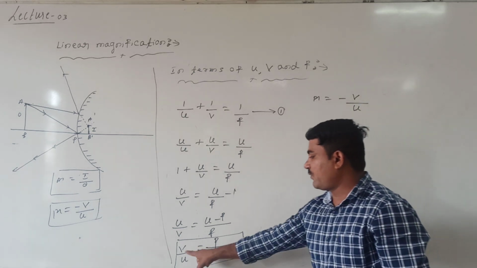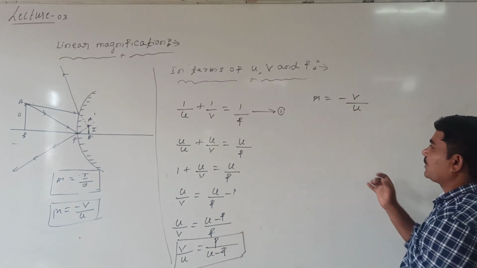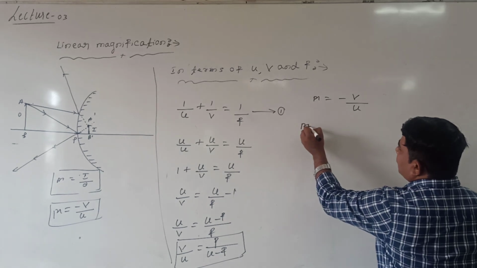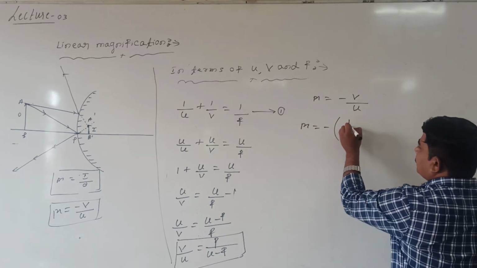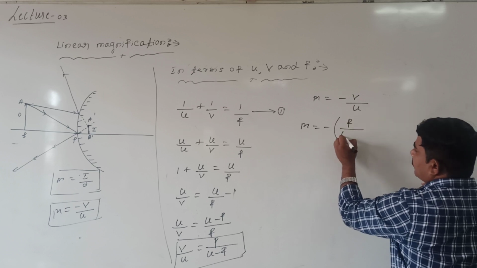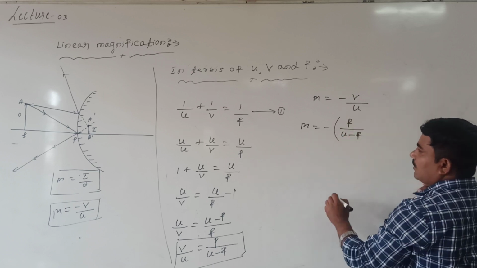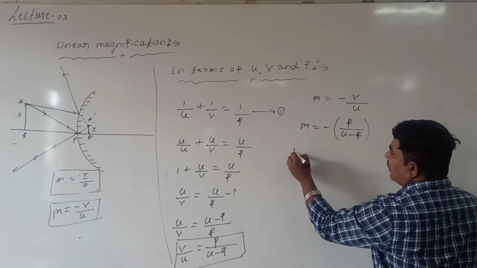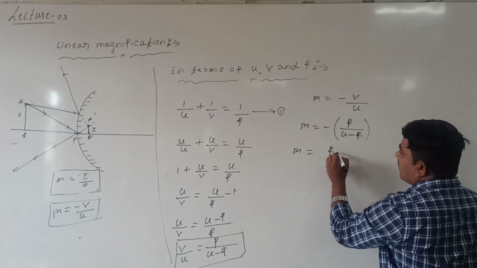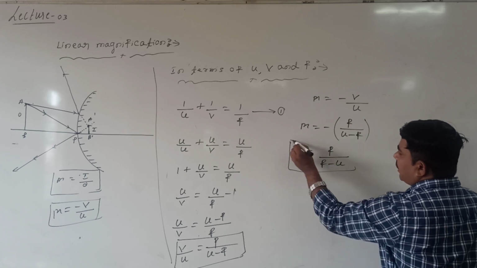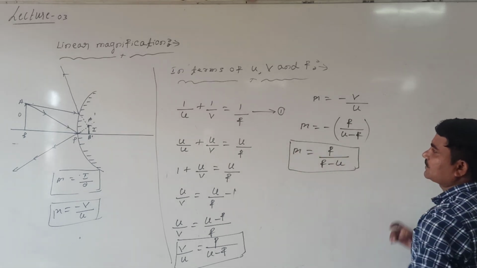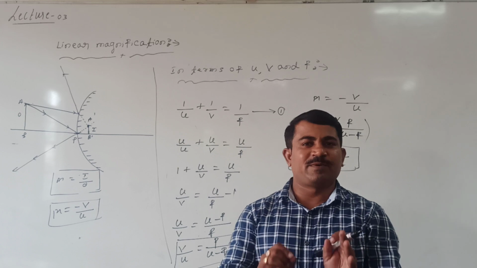But we got V by U is equal to this value. Then how to put this formula? Linear magnification M is equal to minus of V by U, which is equal to F divided by U minus F. Or in terms of positive value, how to take linear magnification? F divided by F minus U. This is linear magnification in terms of object distance.